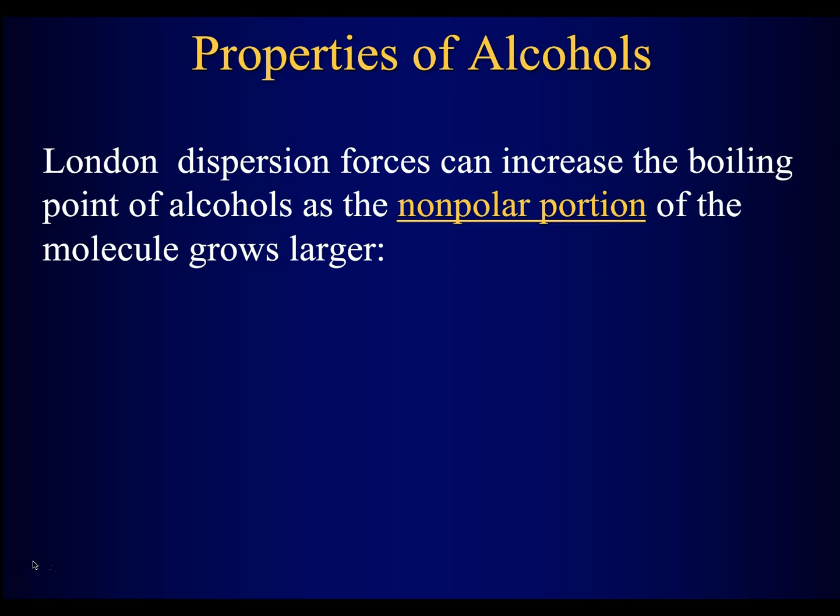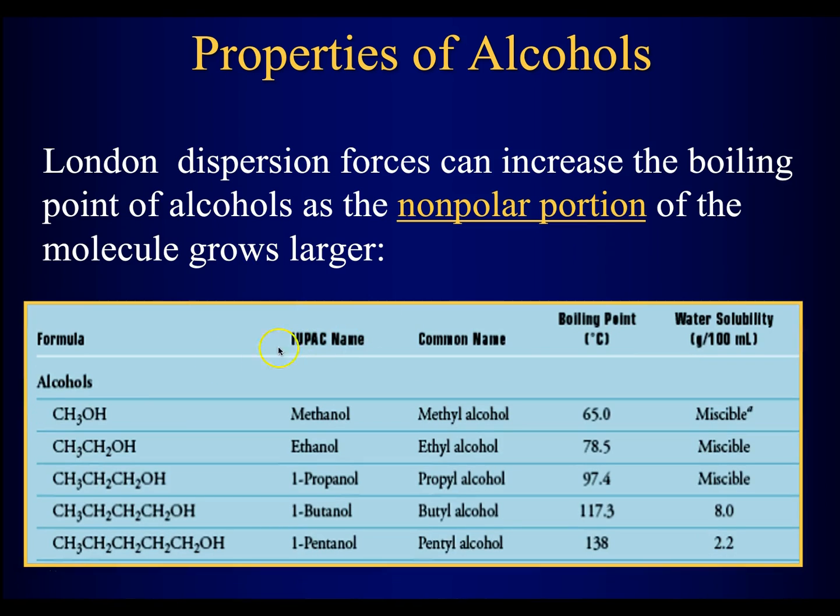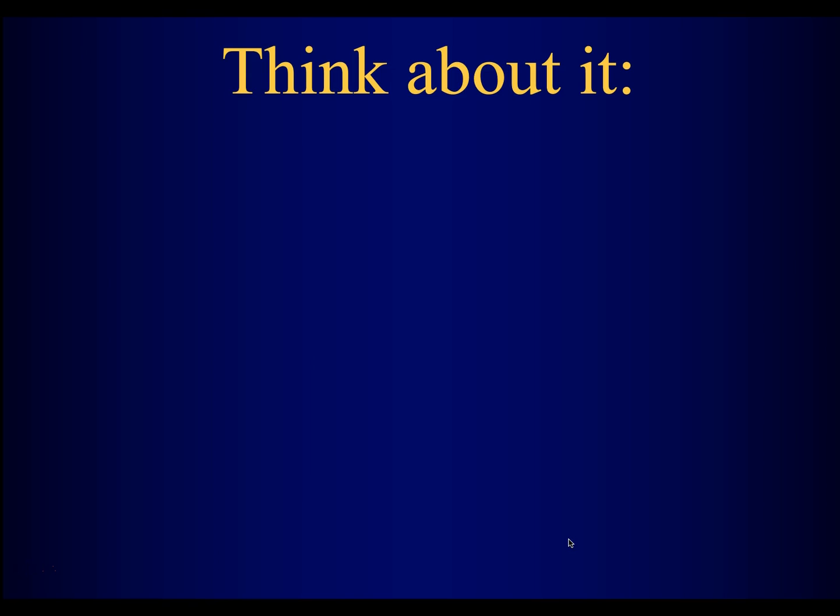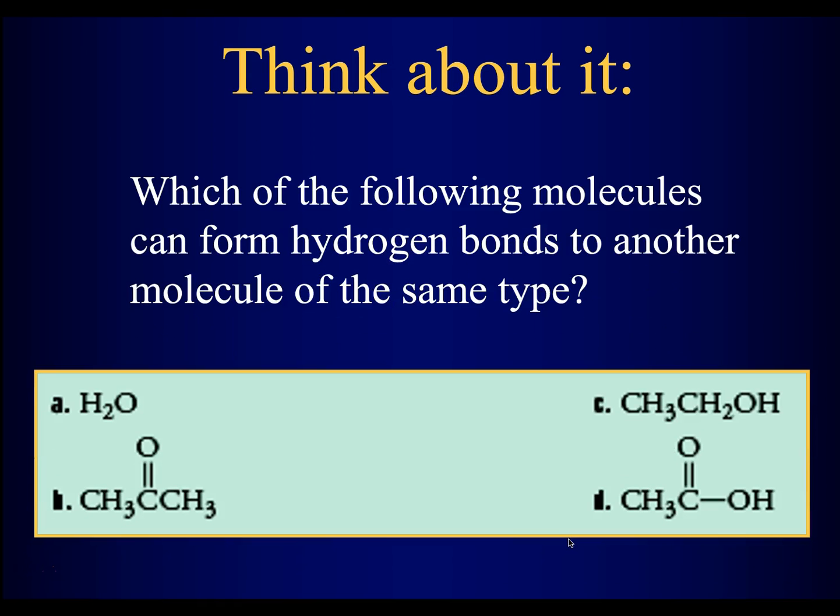Alright, so let's look at some more properties of alcohols. London dispersion forces, we said, can increase the boiling point of the alcohols as the non-polar portion of the molecule grows longer. So that's what we said earlier: the more carbons that we add, the higher the boiling point will be. Let's take a second and think about which of the following molecules can form hydrogen bonds to another molecule of the same type. Take a few seconds and look at these molecules, and see which ones can form hydrogen bonds.